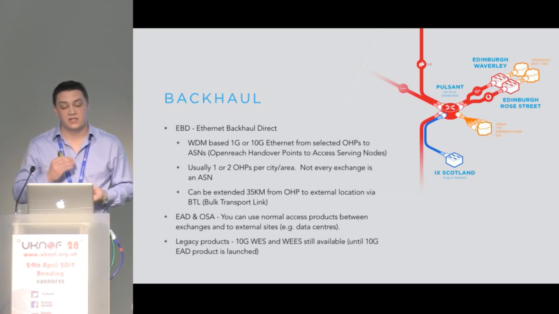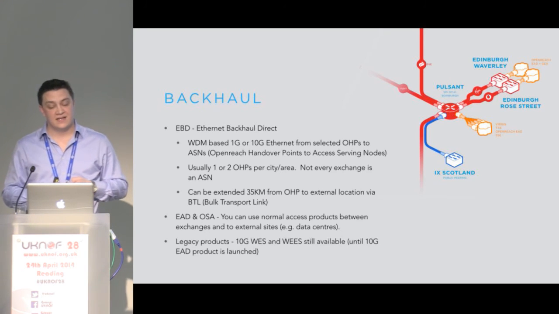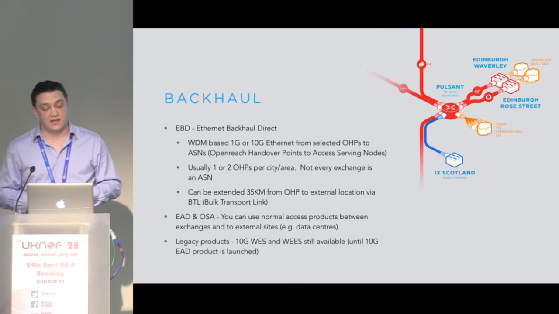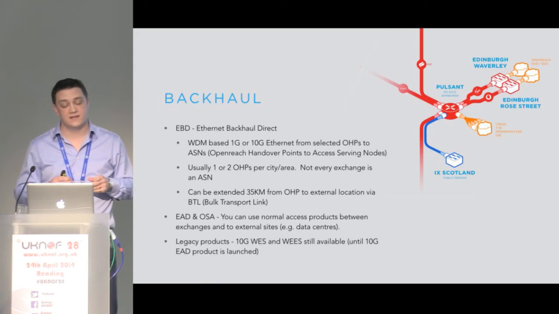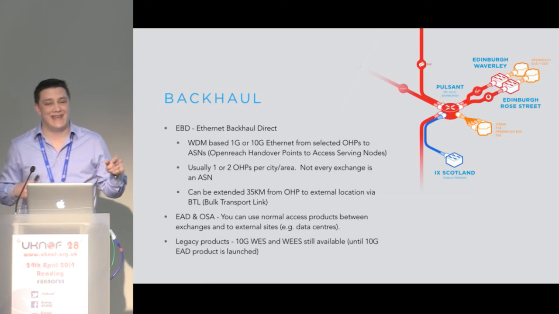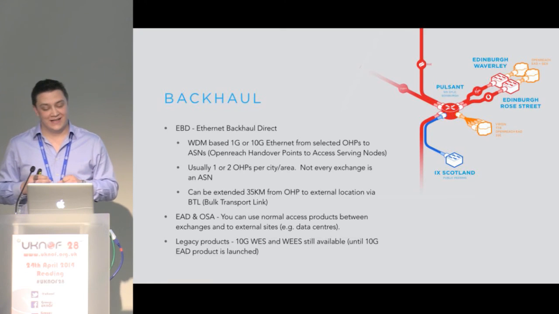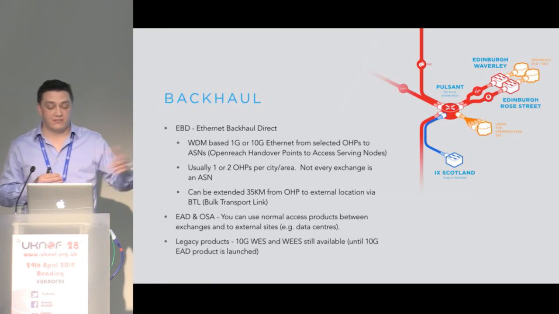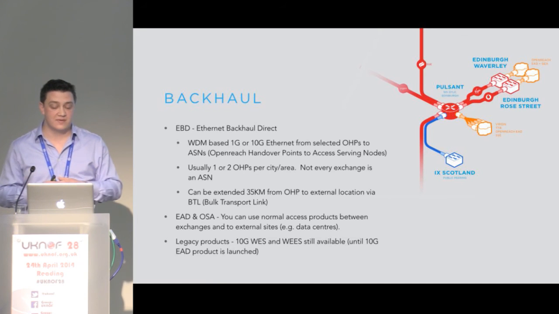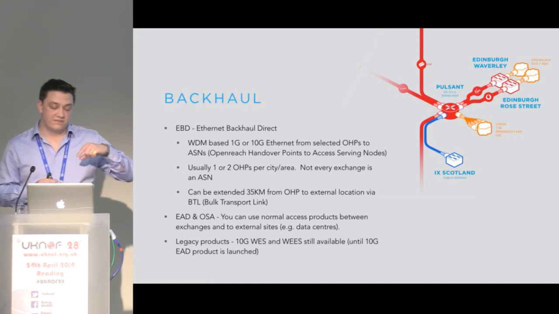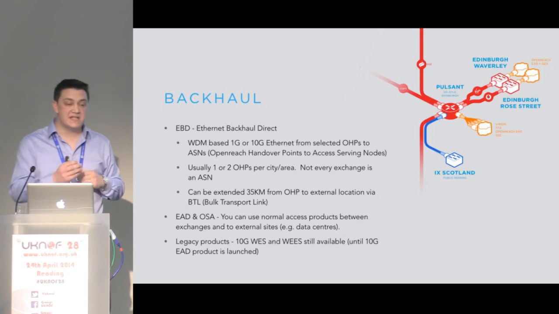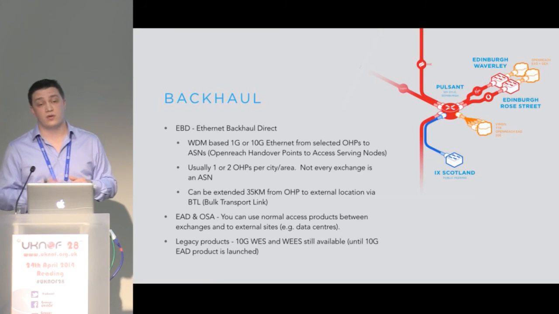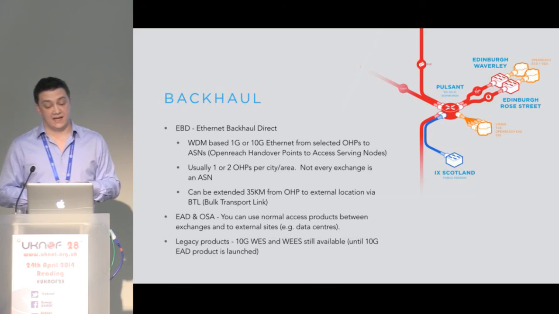Backhaul, you've got EBD, which is a wavelength-based product, does a gig or 10 gig. It's kind of limited because there's only so many locations that you can go to. There's a handful of what BT call OHPs, which are the handover points. And you can get from an OHP to an ASN, which is an access serving node, and you can get a gig back from A to B. They tend to be long haul type routes, so you might want to use that as your main core backhaul. But then to get to the exchanges that don't have EBD, you might want to be using EAD or OSA.